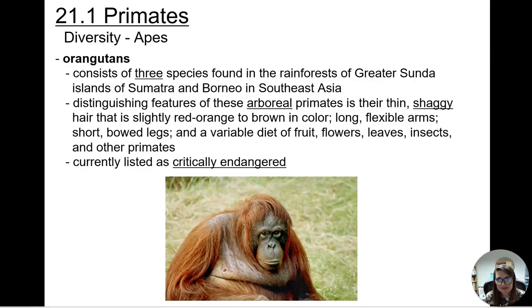The orangutans are going to be next. There's about 3 species that are going to be found in rainforest of Greater Sunda Islands in Sumatra or Borneo in Southeast Asia. Their distinguishing features are that they are arboreal primates with thin, shaggy hair that's going to be slightly red-orange to brown in color. They have long, flexible arms, short, bowed legs, and variable diets of fruit, flowers, leaves, insects, and actually other primates. Currently, they're going to be listed as critically endangered.